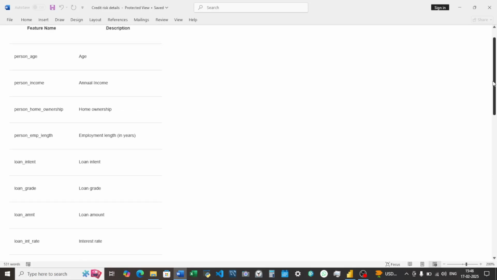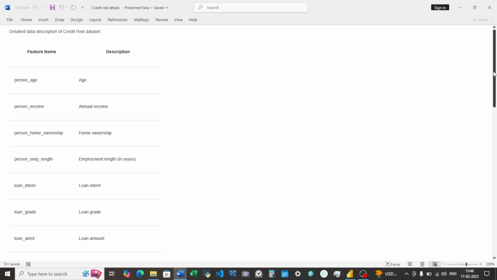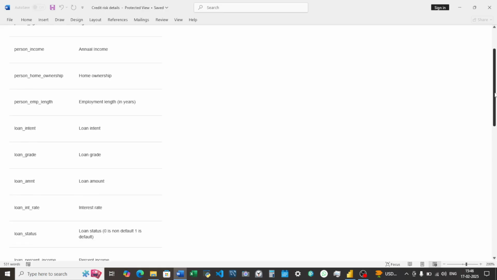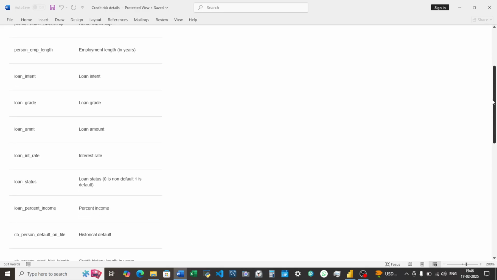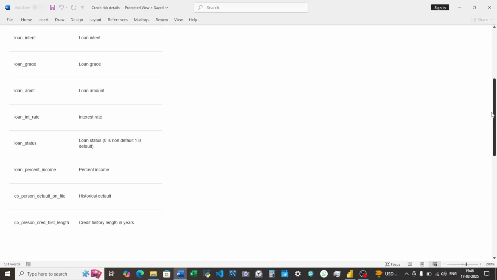But before that, let me give you a briefing about the data columns present in this dataset and the data cleaning steps that I have done to ensure a proper analysis from my side. We have a total of 12 data columns in this dataset, which are person age, person income, person home ownership, person employment length, loan intent, loan grade, loan amount, loan interest rate, loan status, loan percent income, CB person default on file, CB person credit history length.